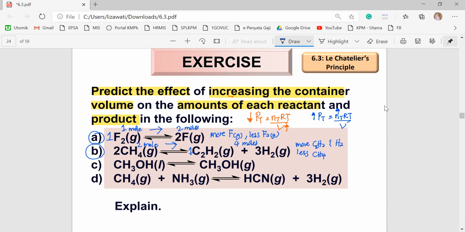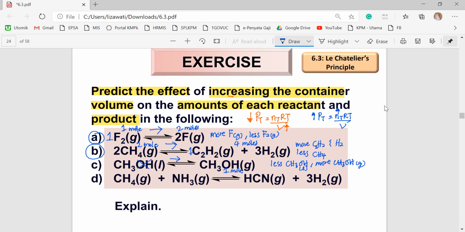Alright, so for C, liquid is not considered. So for the product we have 1 mole. Therefore, it will shift to the right. So therefore, less CH3OH and more CH3OH. This one is in liquid, this one is in gas.